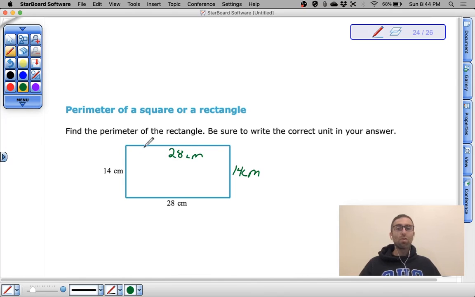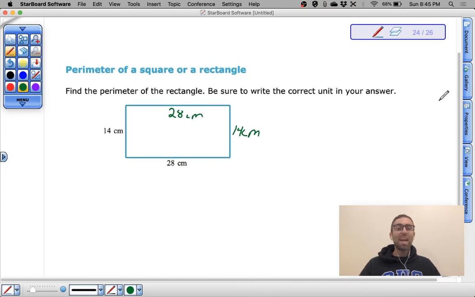So now that I have the measurement of all the sides, I'm going to do what I did for the other problems. I'm just going to add up all those numbers back to back to back to back. So let's start with my top number of 28. I'm going to add to that my 14. And then I'm going to add to it another 28. And then I'm going to add to it another 14.